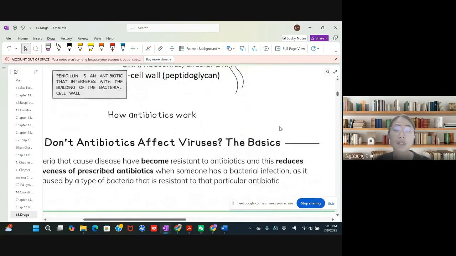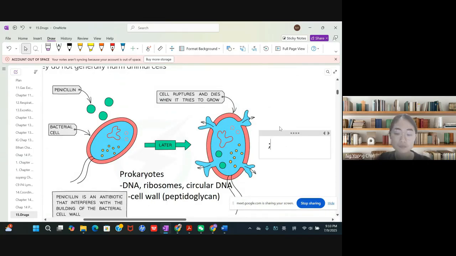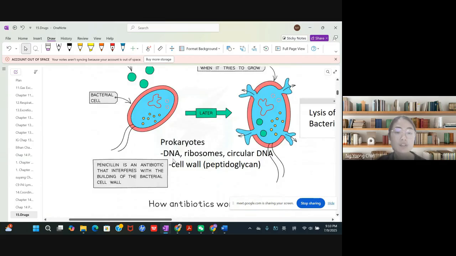Like this picture, right? This picture shows the lysis of bacteria. Lysis means that the bacteria will rupture and then die. Why do they lyse? It's because their cell wall has a hole already, so the internal content just leaks out. So penicillins interfere with the building of the bacterial cell wall. So this is our mechanism.